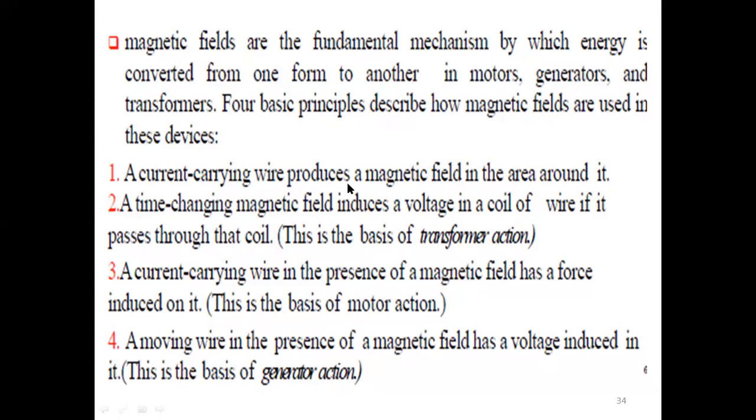Second principle, a time changing magnetic field induces a voltage in a coil of wire if it passes through that coil here. So एक मैग्नेटिक फील्ड प्रोड्यूस हो जाते एक वायर से, वो मैग्नेटिक फील्ड दूसरा वायर से लिंक हो गए तो उधर भी ईएमएफ वोल्टेज इंड्यूस हो जाते. ये प्रिंसिपल है ना, ये ट्रांसफार्मर में एप्लीकेशन हो जाते.